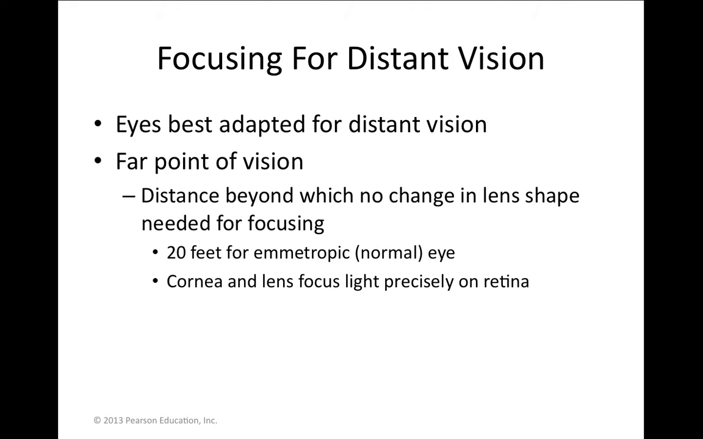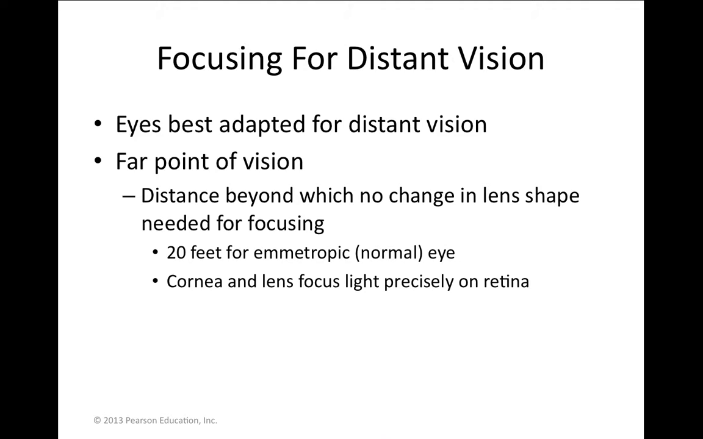Okay, so your eyes are best adapted for distant vision. So you can see things far off in the distance more easily because you don't have to really fine-tune that focus through the lens nearly as much. So that's why people who are older tend to have more issues with their close vision, because you have to do more adaptation. So the far point of vision is beyond 20 feet.